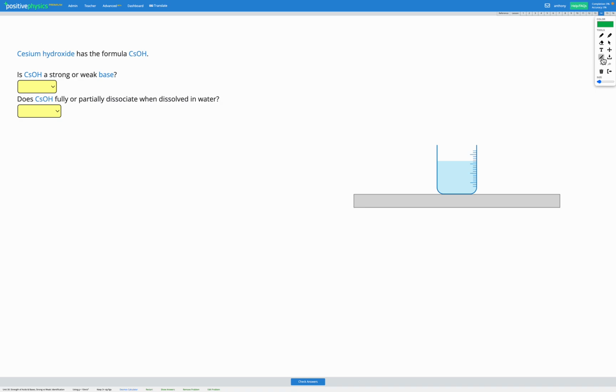In this skill, we're going to be identifying acids and bases as strong or weak. Let's set up a table with our common strong acids and strong bases.